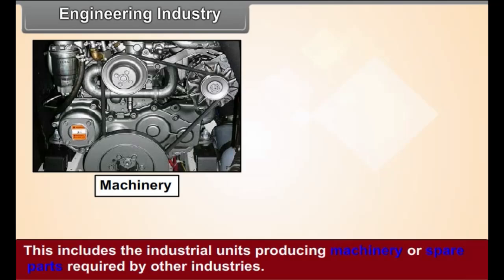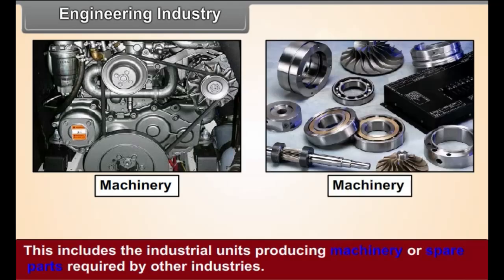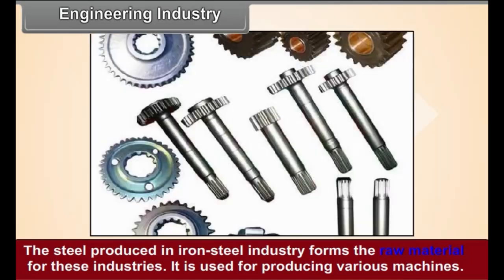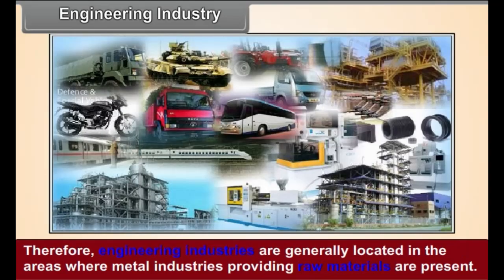Engineering industry. This includes the industrial units producing machinery or spare parts required by other industries. The steel produced in iron steel industry forms the raw materials for these industries. It is used for producing various machines. Therefore, engineering industries are generally located in the areas where metal industries providing raw materials are present.